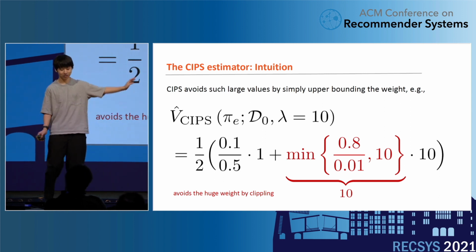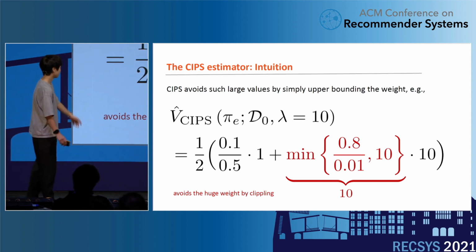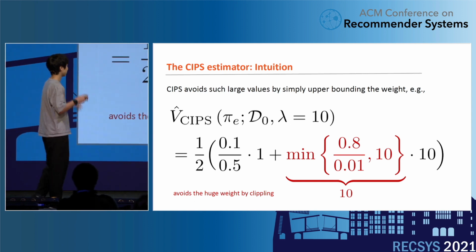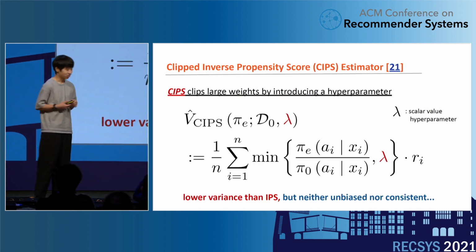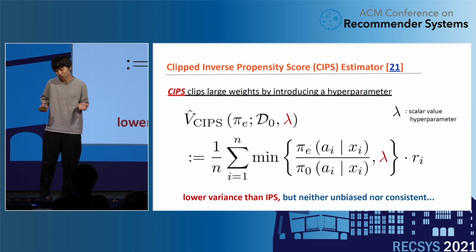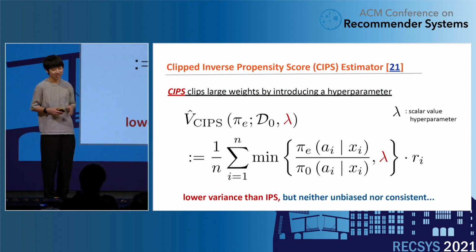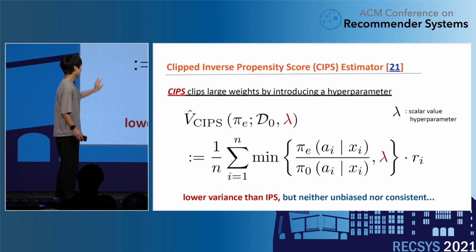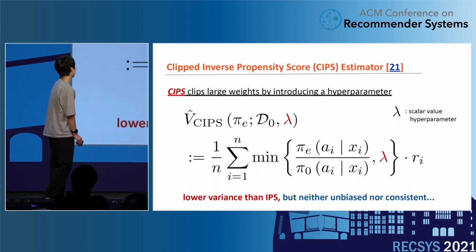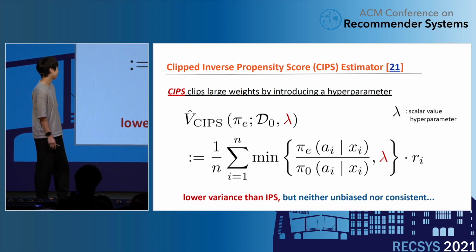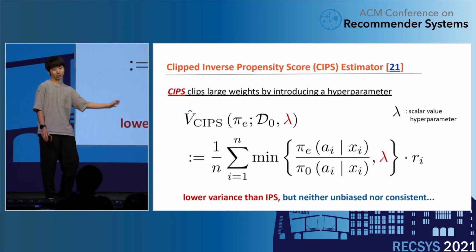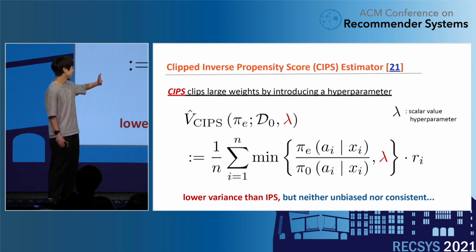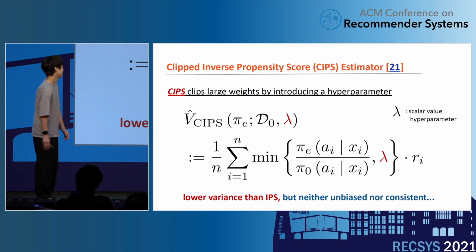Okay, so this is how the ClipIPS estimator works. It just avoids the huge importance weight. It is a kind of clipping technique. So we should get some variance reduction because we don't use huge importance weights, but the vanilla IPS does. So we can reduce the variance of the IPS. That's the trick here. But the downside is that this estimator no longer uses the true importance weight. It loses the unbiasedness and consistency. It is neither unbiased nor consistent.